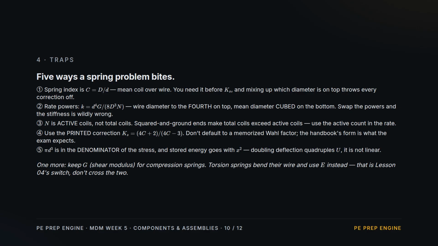Traps. 5 ways this bites. 1. The spring index is mean over wire, and you need it first. 2. The rate is wire diameter to the 4th on top, coil diameter cubed on the bottom. Don't swap the powers. 3. N is active coils, not total. 4. Use the printed correction factor, not a memorized Wahl form. 5. Pi d cubed sits in the denominator of the stress, and energy scales with the square of deflection. And keep G for compression. Torsion springs bend, and switch to E next lesson.